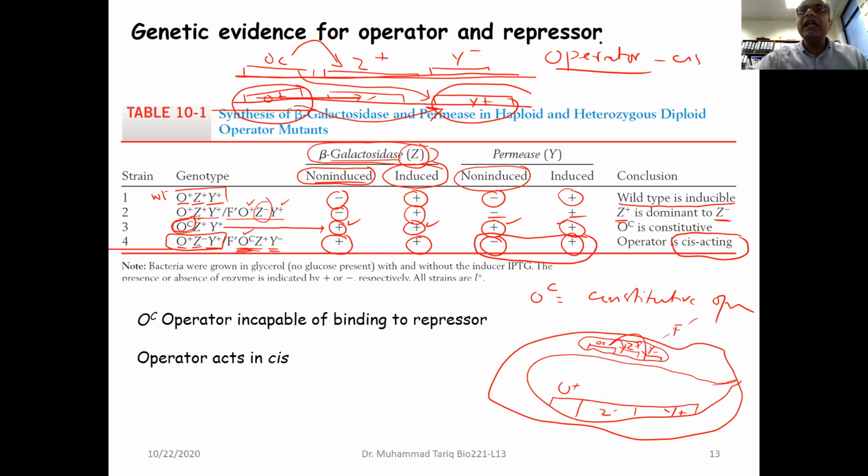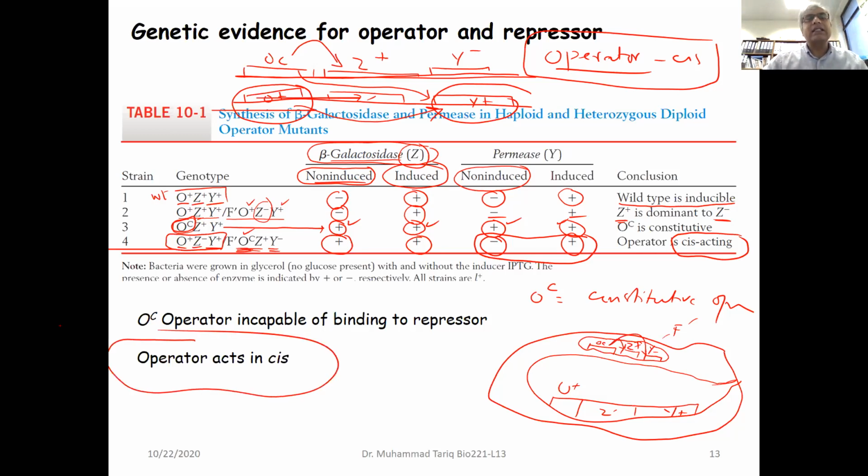So operator is a cis regulatory element. Just like you may have read in molecular biology, the promoter element of a gene is a cis regulatory element, because this promoter activates only a particular gene which is lying next to it. A promoter of a gene cannot activate a totally other gene that has its own promoter as well. So this was the definition of cis acting, but this was the discovery about cis action of operator. Is it clear so far?